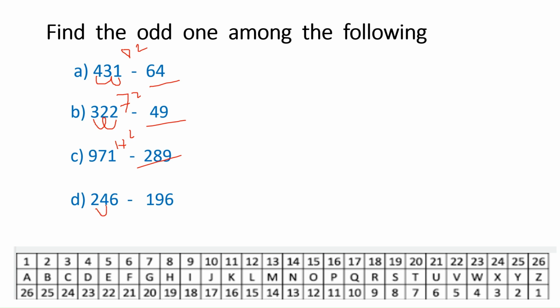2 plus 4 is 6. 6 plus 6 is 12. What is the value of 12 square? 12 square is 144. So the answer given here is 149. So option D is odd. That is wrong, and this is odd. Okay, I hope you are clear with this, friends.